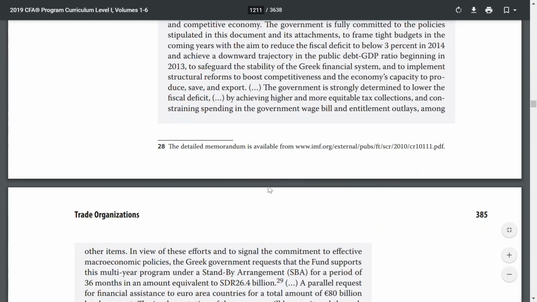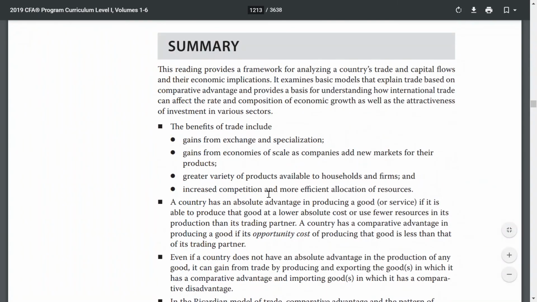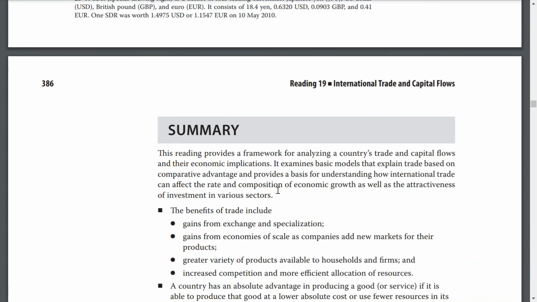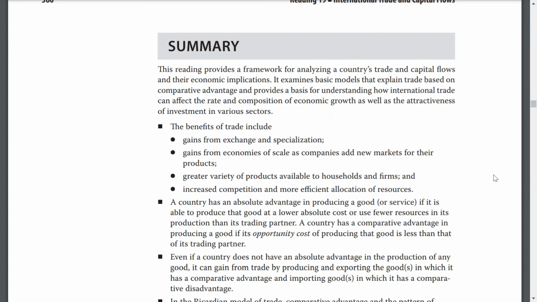Okay, summary. The reading provides a framework for analyzing a country's trade and capital flows and their economic implications. It examines basic models that explain trade based on comparative advantage and provides a basis for understanding how international trade can affect the rate and composition of economic growth as well as the attractiveness of investment in various sectors. The benefits of trade include gains from exchange and specialization, gains from economies of scale, new markets for companies' products, a greater variety of products available to households and firms, and increased competition and more efficient allocation of resources.